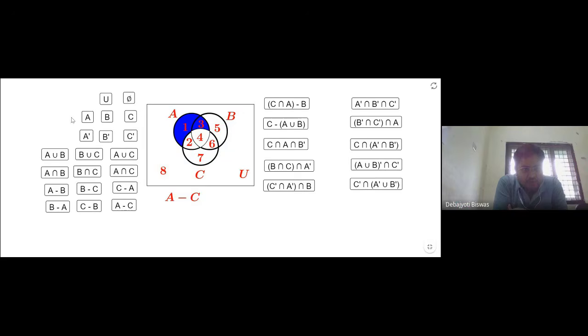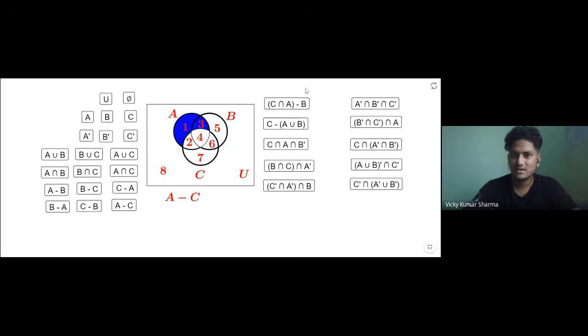Now, coming to the other operations which you can see on the right hand side, it's just a combination of the three sets. Here you would have seen just two sets we were dealing with, and one set. But here we are dealing with all three sets.